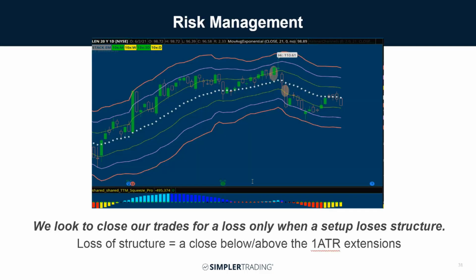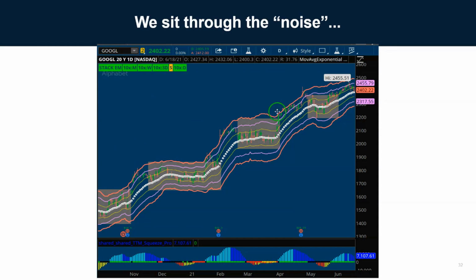Now, in terms of risk management here, utilizing the Keltner channels, we only look to close our trades on these kinds of setups when there's a loss of structure. And what I mean by a loss of structure is that we have closed below, if you're long, or if you're short, a close above the 1 ATR extension. A good strong squeeze should not close below -1 ATR. So we'll look at an example here. But before we do, look at these other trade examples. Google.